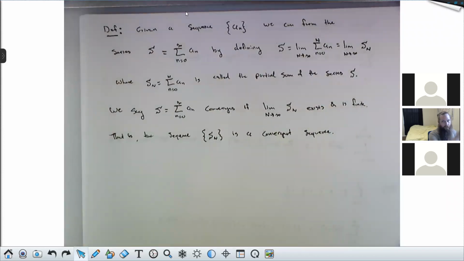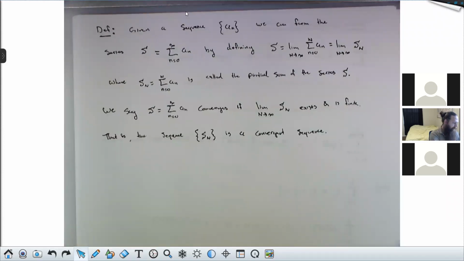This is a fine place to end. So, given a sequence, you can form a series as the sum of the terms of the sequence. The way you define that big infinite sum, it's a problem, right? You can't just say I'm going to add up infinitely many things because it takes too long. It's infinitely long. So you define it as a limit of a finite sum. That finite sum, S_N, is called the partial sum. S_N is itself a sequence. You feed in a number capital N, and this spits out a number.